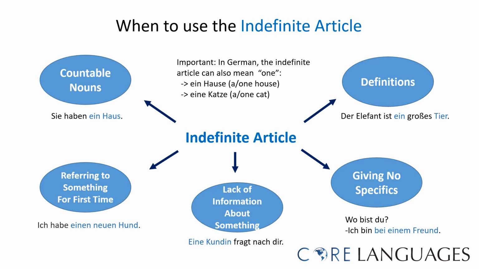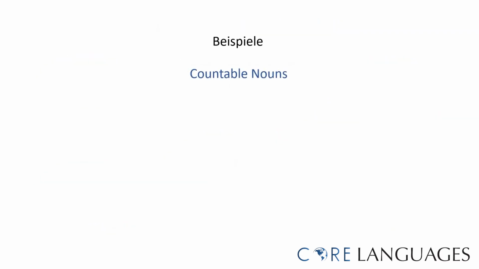Depending on the gender of the noun, we need to adjust the indefinite article. For example, eine Katze can mean a cat or one cat. And because Katze is a feminine noun, we need to say eine. Here are some examples or Beispiele of sentences using countable nouns. And remember that the indefinite article can also stand for one.